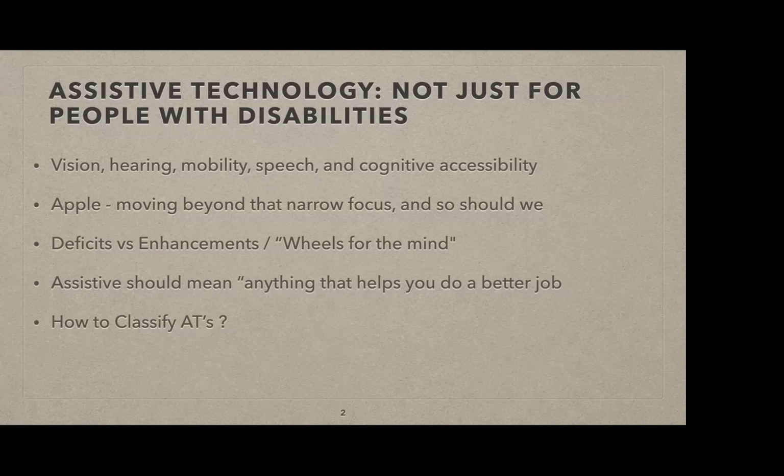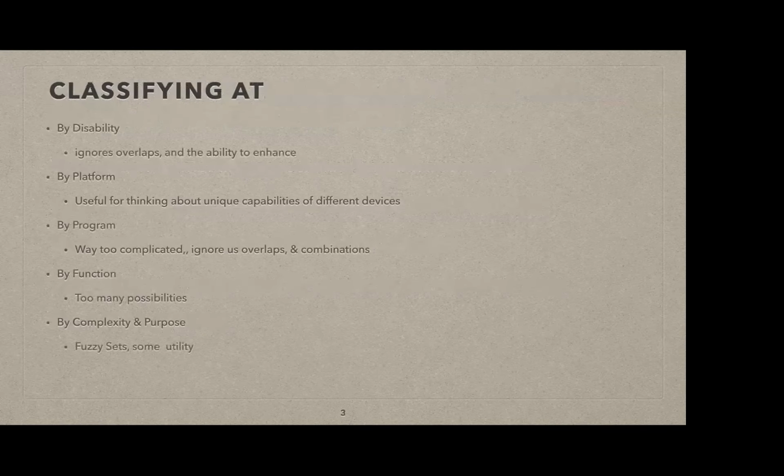Here's some of the other techniques that do make sense, and boy, that's barely readable. But you can classify assistive technologies by disability, by platform, and that actually has some utility in terms of thinking about what are the unique capabilities, and this is getting more true, not less, of your watch, your AirPods, your Mac, your phone, your AVP, and whatever else you may have.